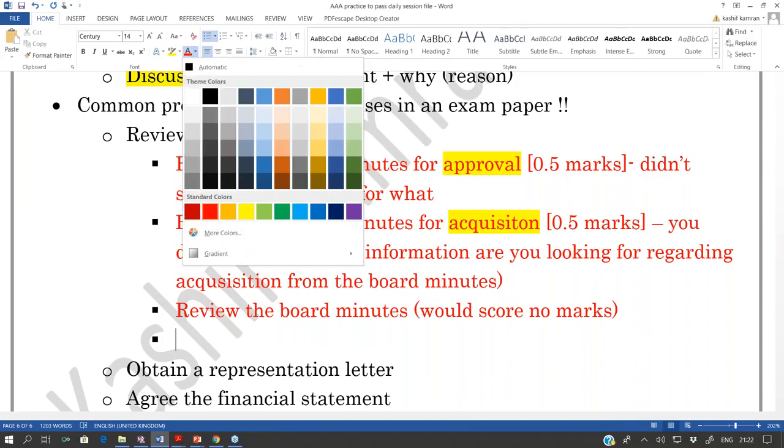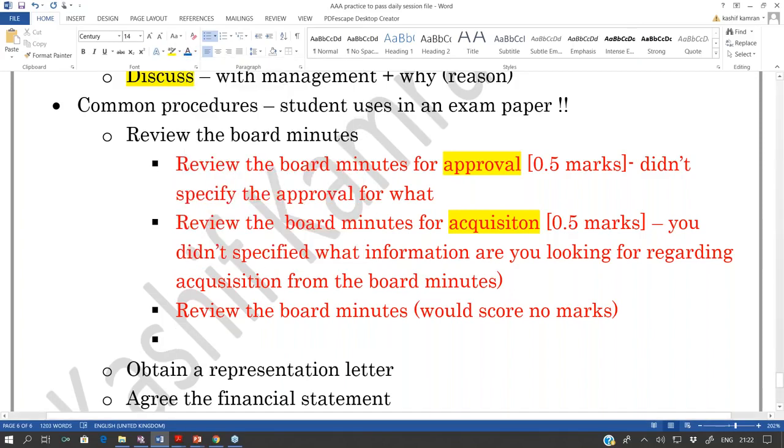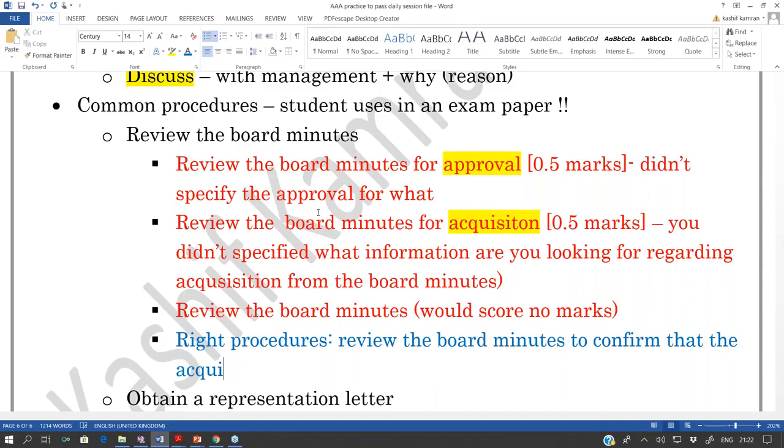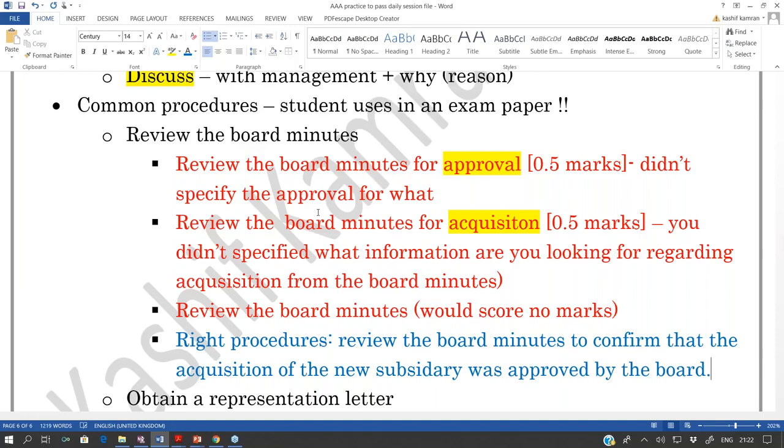Let's change the ink color here. Let's bring the blue color and see the right way of writing. This is the right procedure, which will definitely give you the 1 mark. You will say, review the board minutes to confirm that the acquisition of the new subsidiary was approved by the board.